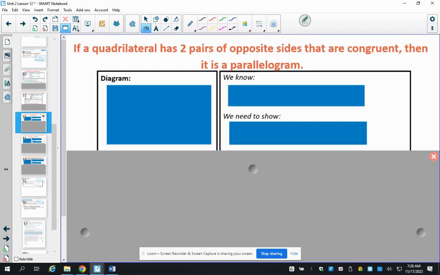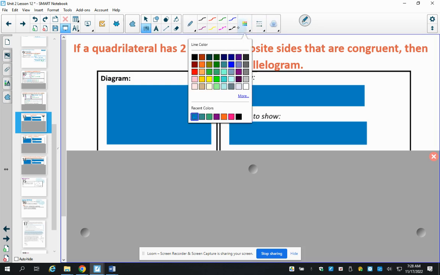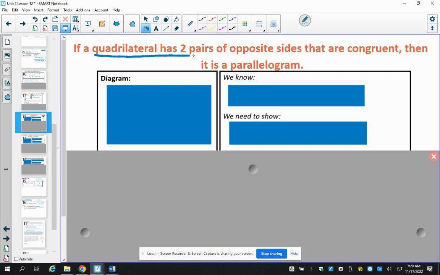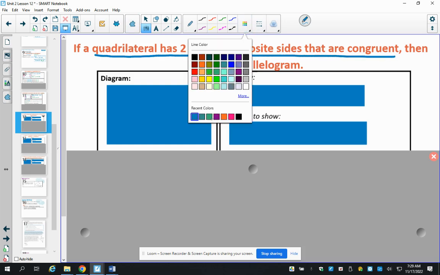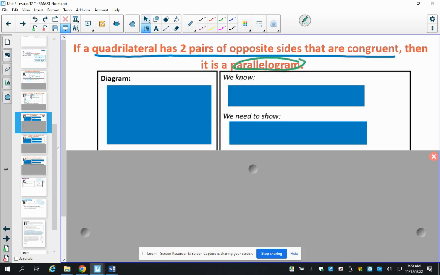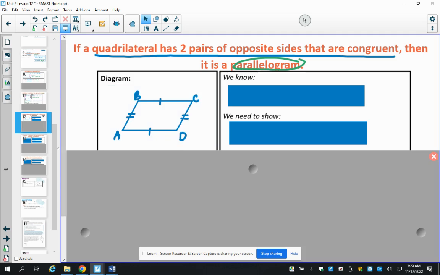Okay, next statement. If a quadrilateral has two pairs of opposite sides that are congruent, then it's a parallelogram. So we're going to draw a diagram with the stuff that we know. So remember, we know kind of this first part. It's a quadrilateral with two pairs of opposite sides congruent. And then we're trying to prove, okay, this part. So we're trying to prove that it's a parallelogram. So draw a diagram with two pairs of opposite sides congruent, label the letters so you can write it out in your proof. So what do we know?